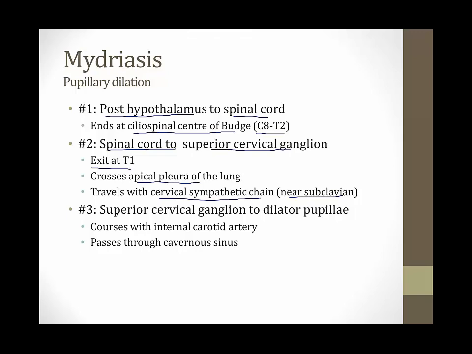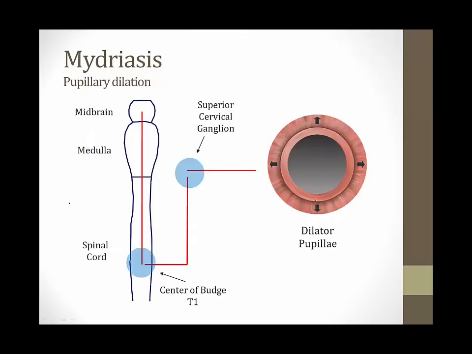The third neuron travels from the superior cervical ganglion to the dilator pupillae muscle. It courses with the internal carotid artery and passes through the cavernous sinus. This slide shows my own summary. It begins in the midbrain. The first neuron travels all the way to the spinal cord at the center of Budge. It exits at T1 and goes up to the superior cervical ganglion, and from there nerve fibers go to the dilator pupillae muscle.